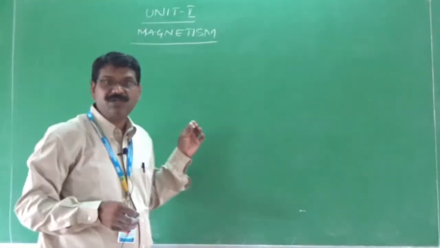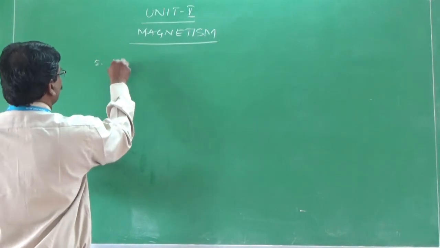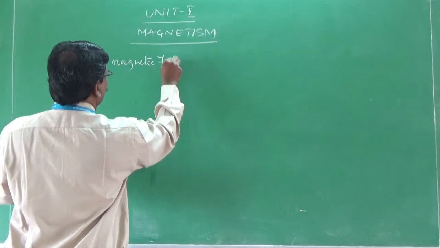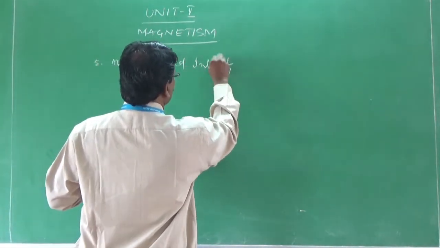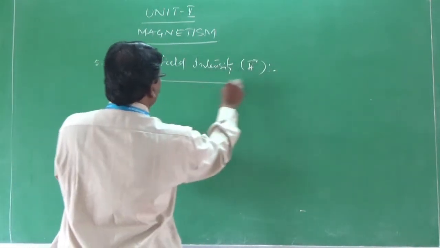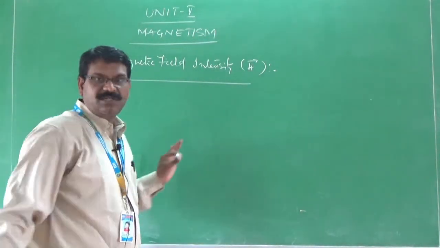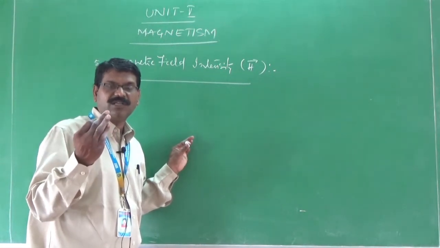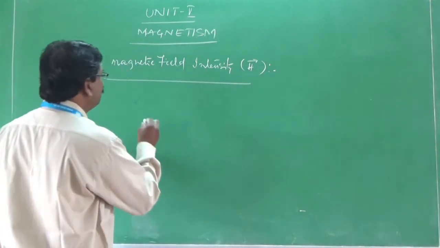Now the fifth definition is magnetic field intensity. It is denoted by capital H or H bar. It is a vector quantity. The magnetic field intensity is exclusively a ratio of two parameters. One is called force and another one is called pole strength. Let us see this. I am writing the definition.